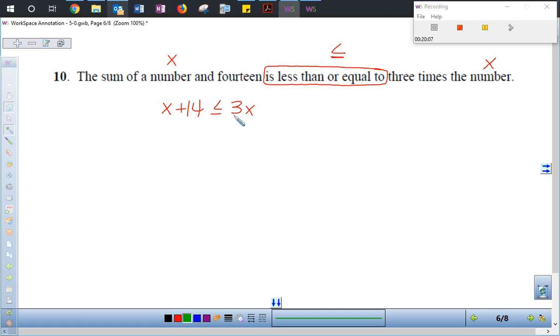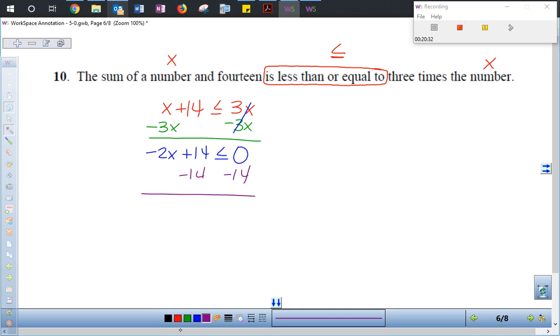Now we need to solve. Remember, I need to get all of my variables onto the left side and all of my constants onto the right. So I'm going to start by subtracting 3x from each side. And x minus 3x gives me negative 2x plus 14 is less than or equal to, and on the right side they cancel out and leave me with 0. Then I can subtract 14 from each side, and I get negative 2x is less than or equal to negative 14.